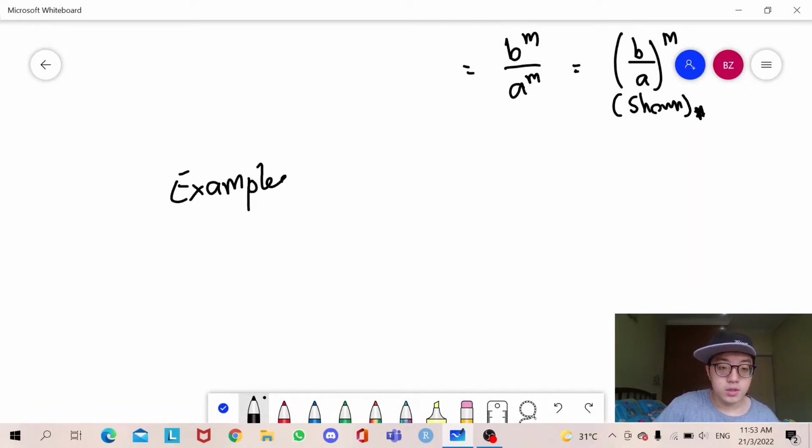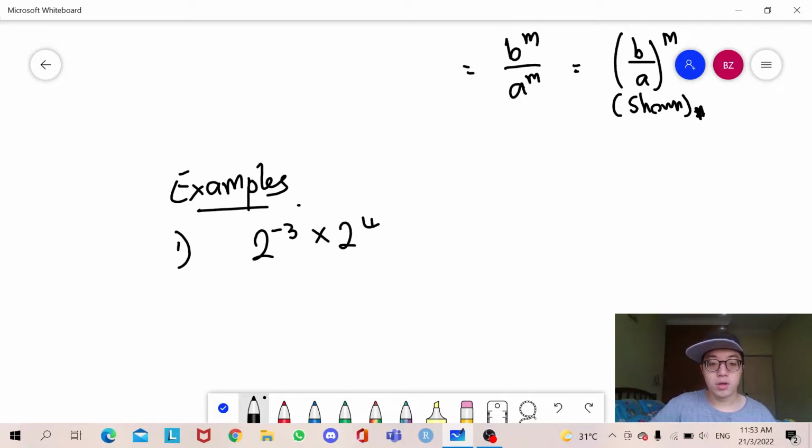The first example, let's say 2 to the power of negative 3 times 2 to the power of 4. If you were to expand everything and calculate, it would be very slow, because it's going to take you 1 over 8 times 16, and only then will you get 2. It's a little bit slow.